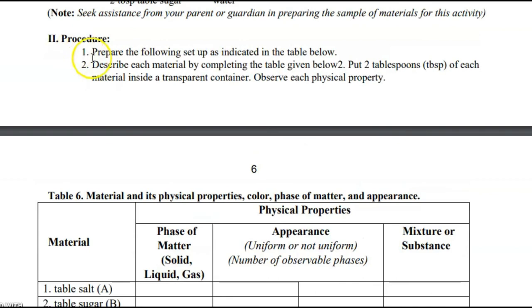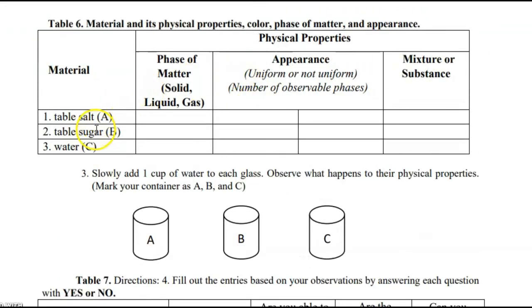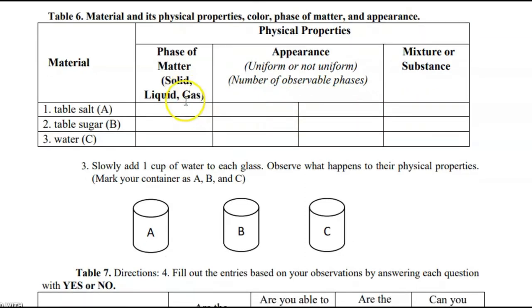Let's move on to the procedure. Prepare the following setup as indicated in the table below. Describe each material by completing the table given below. Put 2 tablespoons of each material inside a transparent container. Wala pang water ha. Observe each physical property. So, table salt, sugar, and water. You're going to write here solid, liquid, or gas. Is it uniform or non-uniform? Mixture ba siya or substance? Let's move on.